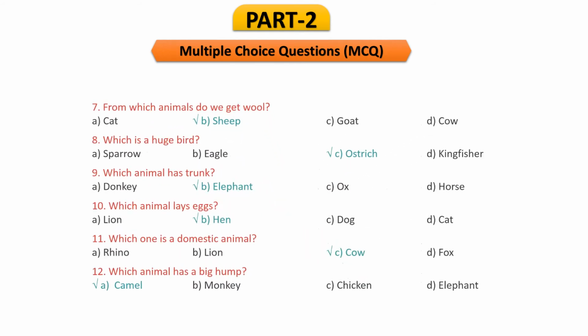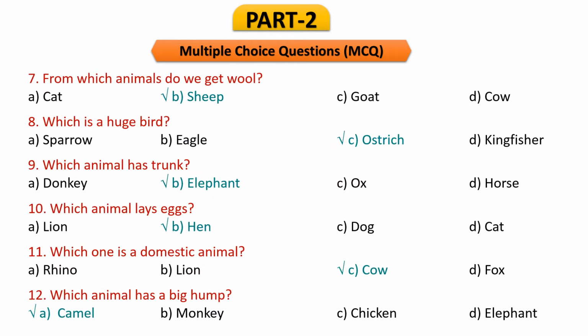Question number 7. From which animals do we get wool? Option A, cat. Option B, sheep. Option C, goat. And option D, cow. We know that we get wool only from the sheep. So the answer will be B, sheep.